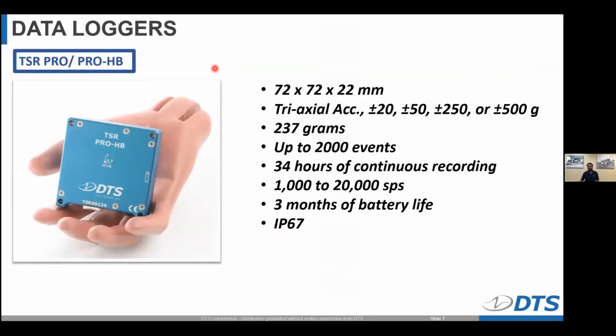One of our first data loggers here at DTS was the TSR Pro. That was a 72 by 72 by 22 millimeter device with triaxial accelerometers that varied in range. It's around 237 grams in weight. The TSR Pro could record up to 2,000 events depending on your settings. You could continuously record for 34 hours. You could adjust your sampling rate between 1,000 and 20,000 samples per second. That gave you about 3 months of battery life, and the TSR Pro was an IP67 device.